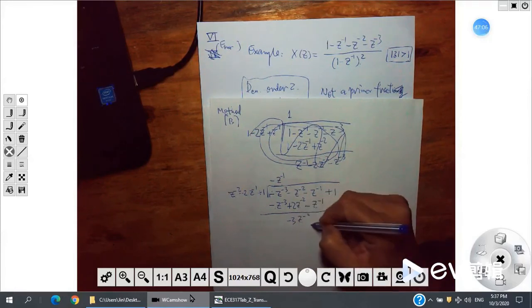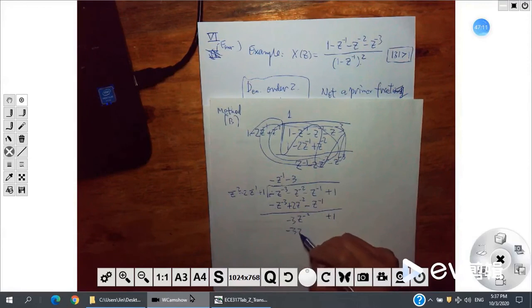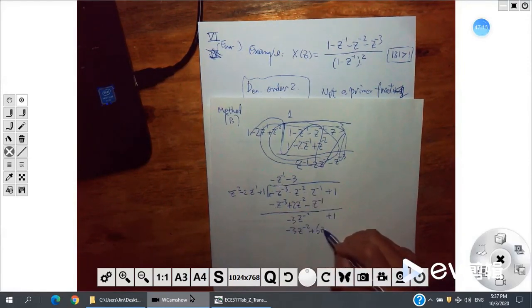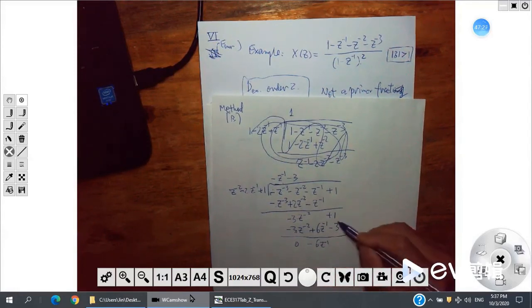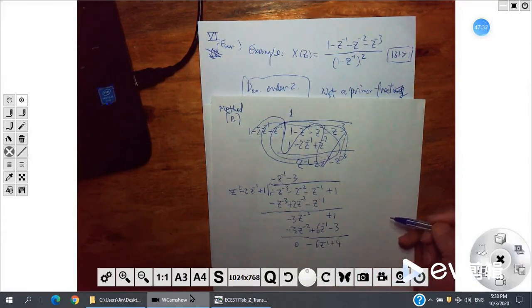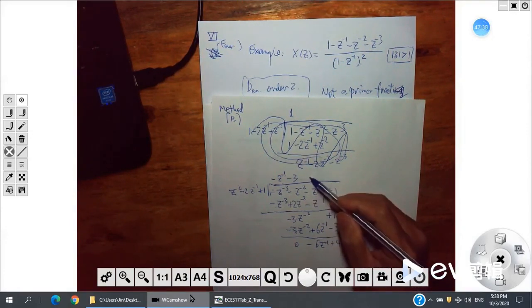Now I times negative 3. So I have negative 3 z^-2 - 2, and plus 6 times z^-1 - 3. Okay, so the first term cancels. This one is negative 6 z^-1, and 1 minus 3, I get positive 4. Okay, we're done. The power is negative 1, the order is negative 1. You cannot put anything here.